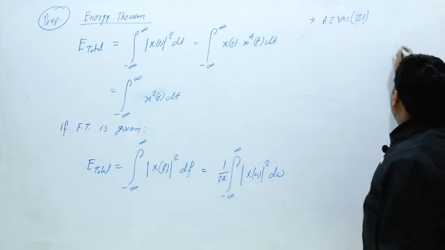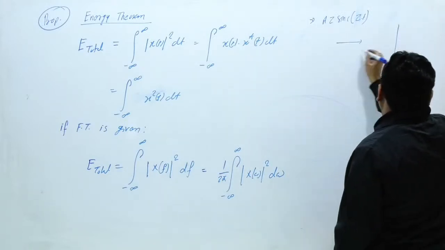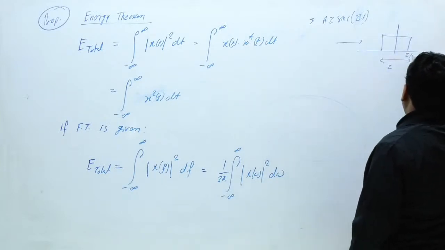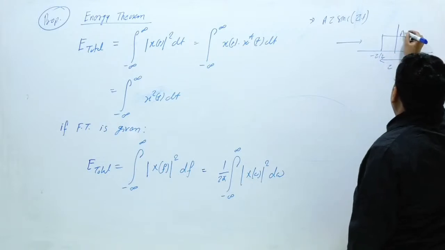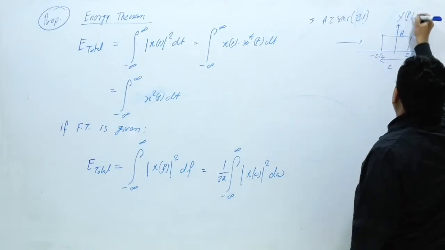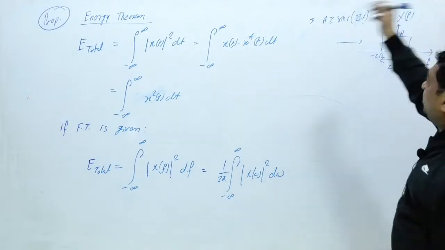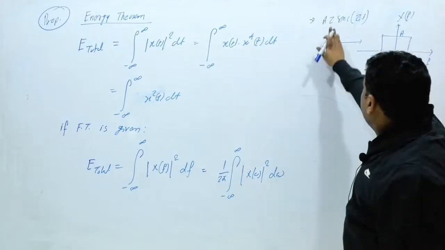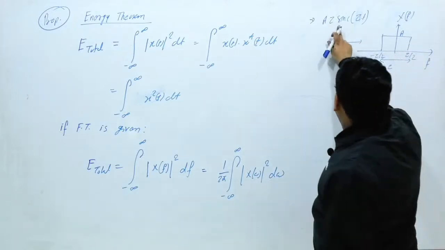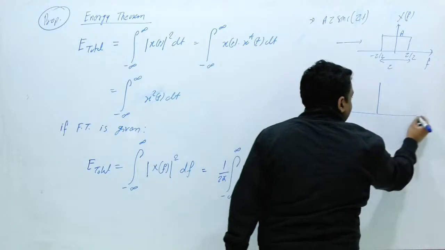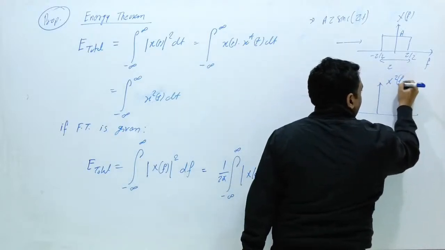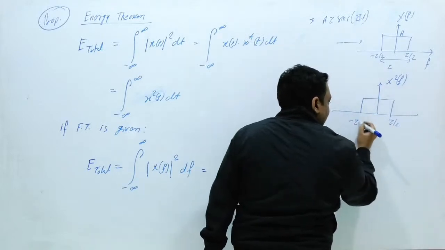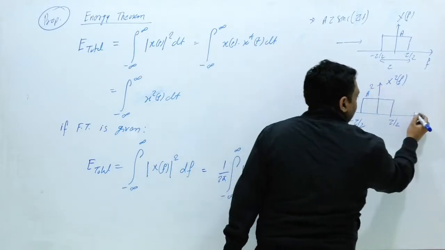What is the Fourier transform? It is like this. This width is tau, from minus tau by 2 to tau by 2, with height A, and this is X(f) against f. Can I say this Fourier transform is A tau sinc(f tau)? By the duality property you can find it, so this sinc Fourier transform is this. Then what will be the energy? First you can find X square(f). You will again get tau by 2 to minus tau by 2, with height A square, against f.